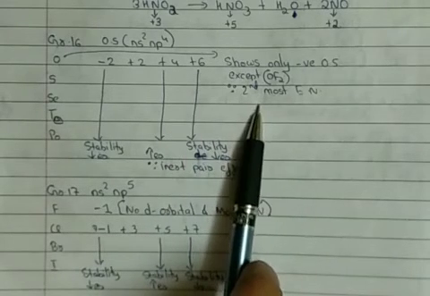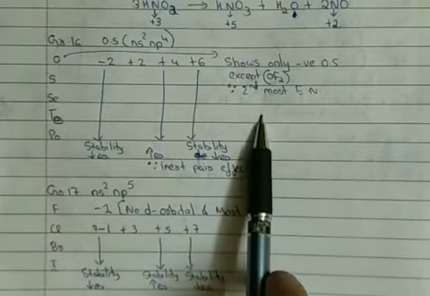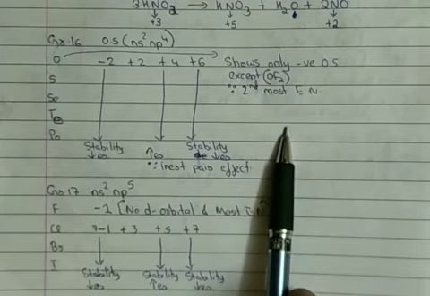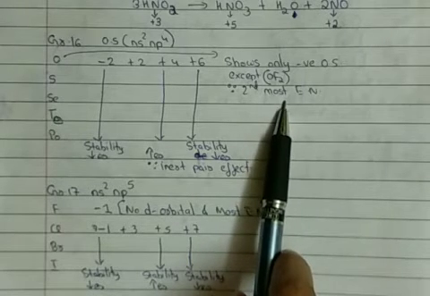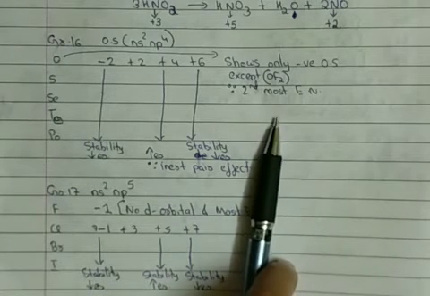So that can come as a give-reason question: why does oxygen show positive oxidation state only when it combines with fluorine and not with other elements?